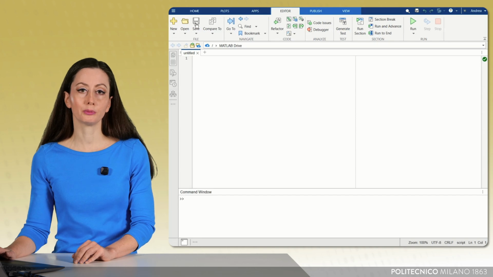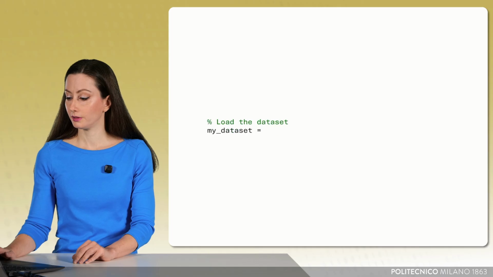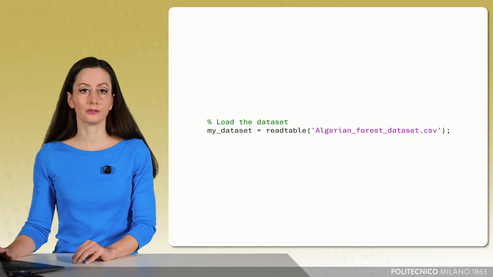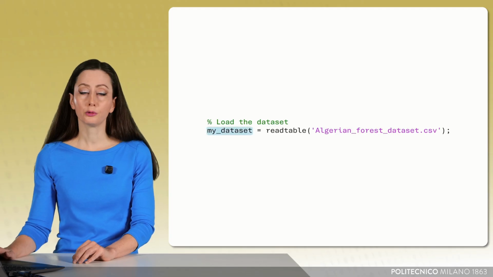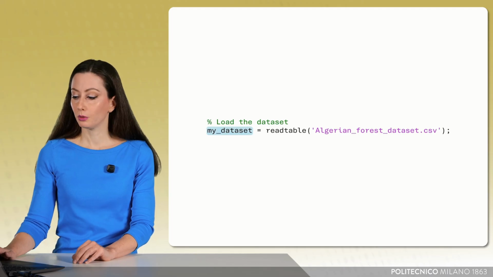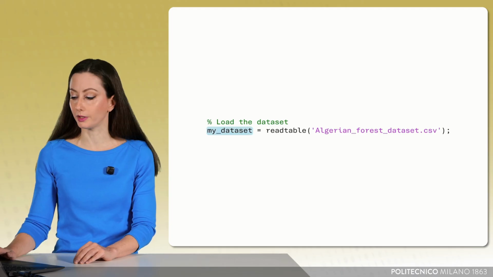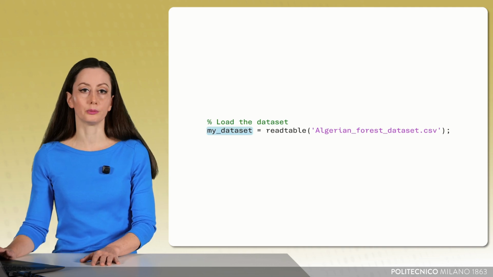Let us create a new script called week2.m. And then with the function readtable, we can read comma-separated values files. Just make sure that the name of the file matches exactly. The output of this function is stored in a variable named myDataset, which is an object of type table. In MATLAB, a table is a data type for storing tabular data where columns represent variables and rows correspond to observations.